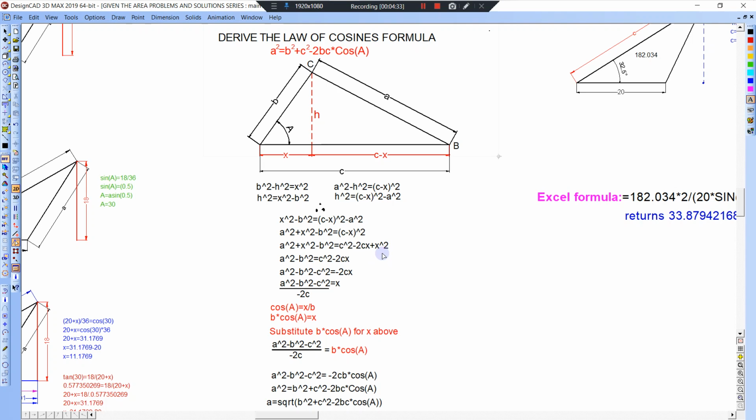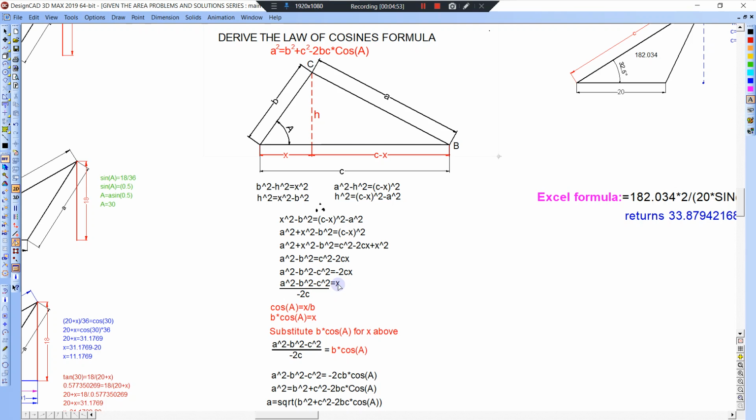So if you subtract x squared here and x squared here, this one goes away and this one goes away. So we're left with this. And then we have a positive c squared. Move it to the other side, it becomes negative c squared. You end up with negative 2c. Divide both sides by negative 2c, and you end up with x by itself.